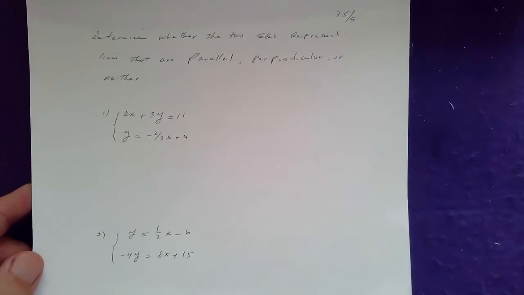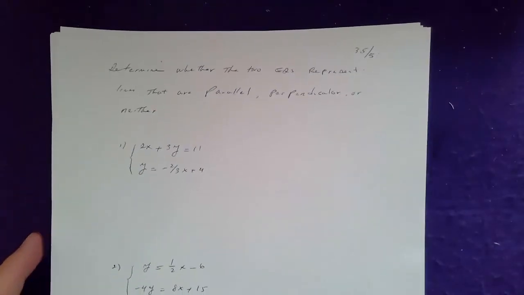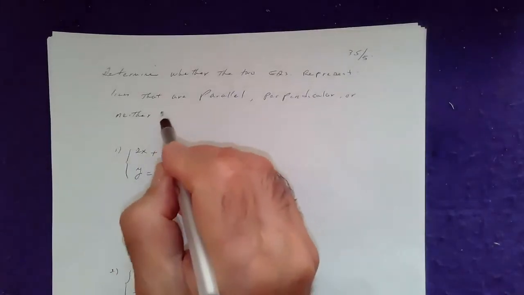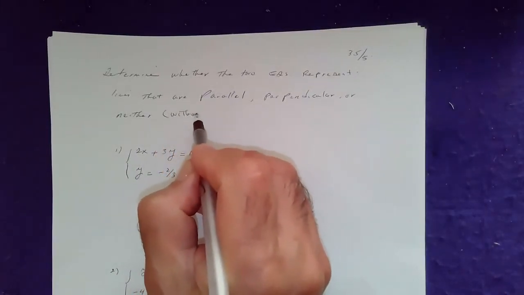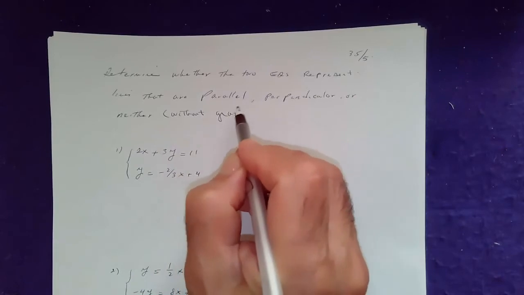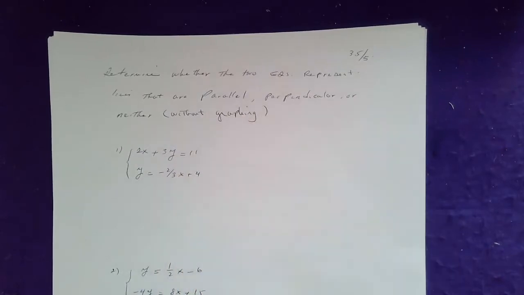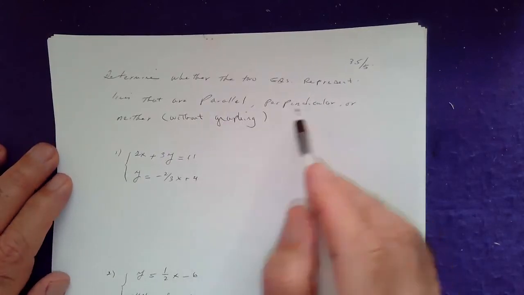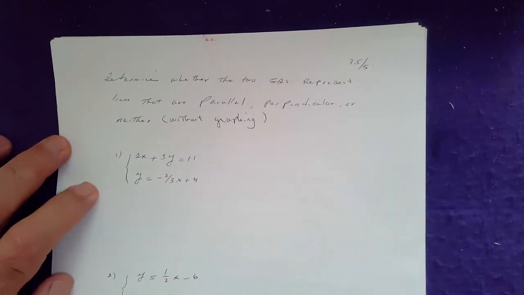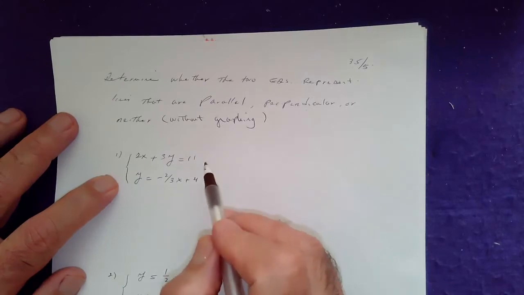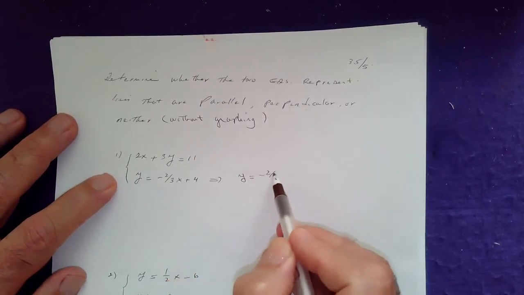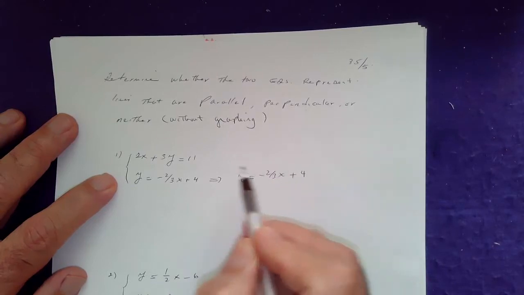Okay. Sometimes they give you 2 pairs of equations. They want you to determine without graphing. So this would be like without graphing. So that means do not draw a picture. Can you just tell by inspection if the lines are parallel, perpendicular, or neither? In order to do that, you need to put both equations in slope-intercept form and compare the slopes.